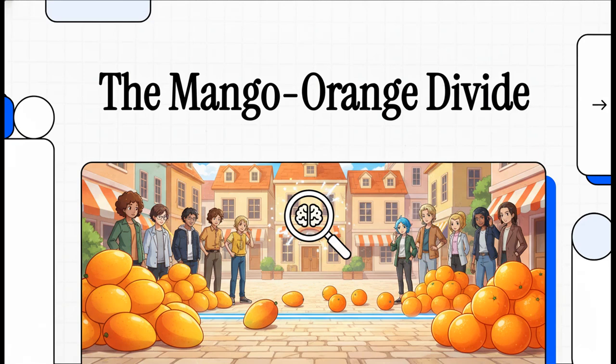All right, let's talk about one of the coolest tools in machine learning, the support vector machine. Now, I know what you might be thinking. Complex math, right? Nope. We're going to break it all down with a simple story. It's got a town, two kinds of fruit, and, well, a whole lot of chaos.